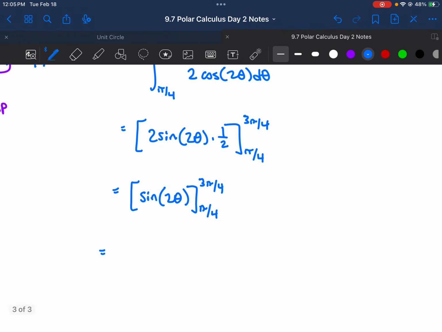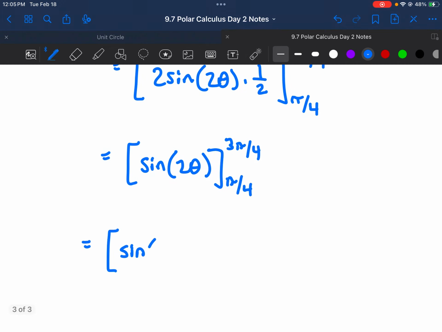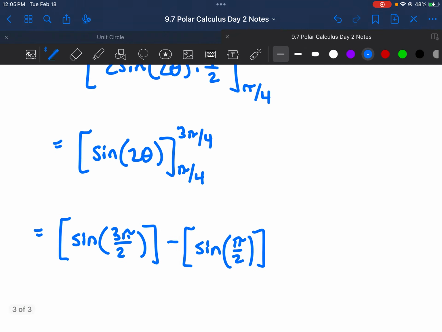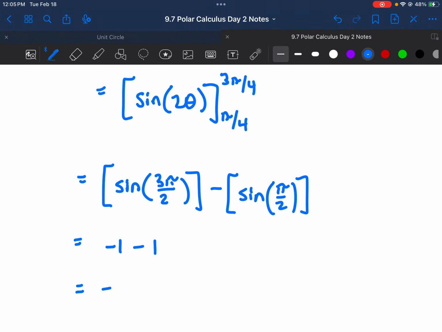And now let's evaluate. So upper bound, 2 times 3 pi over 4, that's just simply 3 pi over 2. So sine of 3 pi over 2, minus, plug in your lower bound. 2 times pi over 4 is just pi over 2. Sine of 3 pi over 2 is -1. Sine of pi over 2 is +1. And we get -2.